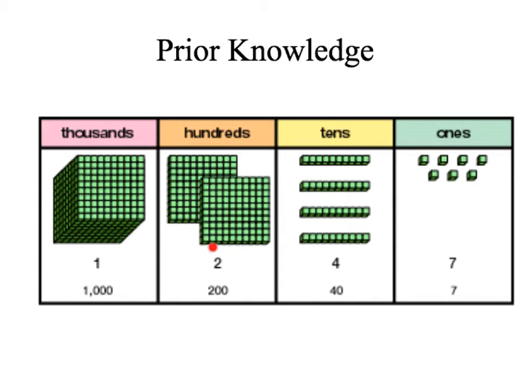The next one is they're called flats, and each of these flats is worth 100. Since there are 2 of them, that means it is 200. The next are called the rods or the tens. So each one is worth 10. Since there are 4 of them, that means that is worth 40. And lastly, there are the small cubes, which represent 1. Since there are 7 of them, that means that number is 7.